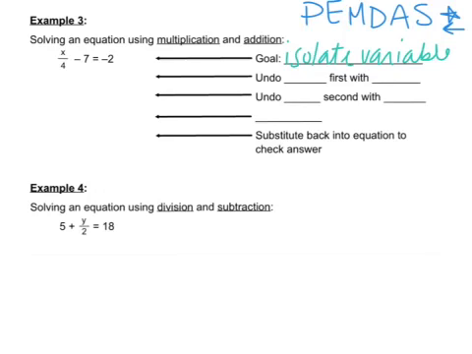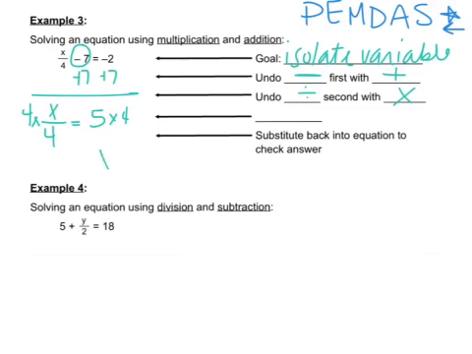So I asked myself, do I have subtraction? And yes, I do. It's right there. So because I have subtraction, I'm going to undo that first, and I'm going to do its inverse, which is adding. So add 7 to both sides. X over 4 equals 5. My last thing is that division. I'm going to undo it with multiplication. Multiply both sides by 4. X equals 20.